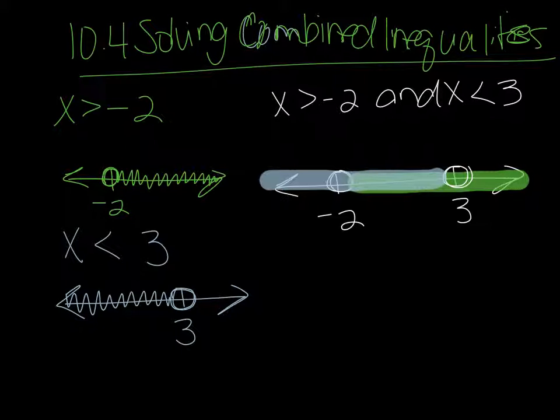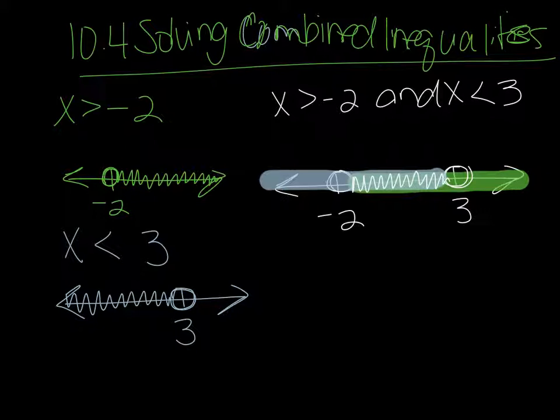Now, if this is an and statement, which area is greater than -2 and less than 3? What one? The space between -2 and 3. Isn't it this part? The and, what they have in common. Does everybody see that? The area that you shaded that they have in common, that is your answer. That is how you would graph x is greater than -2 and less than 3.